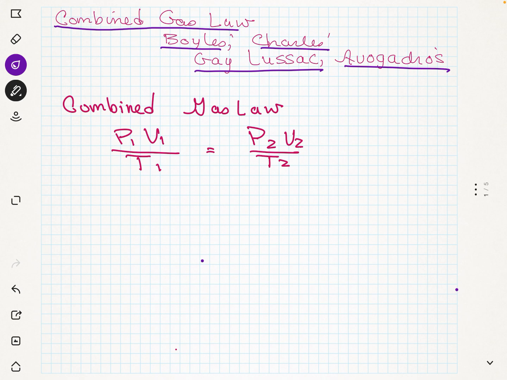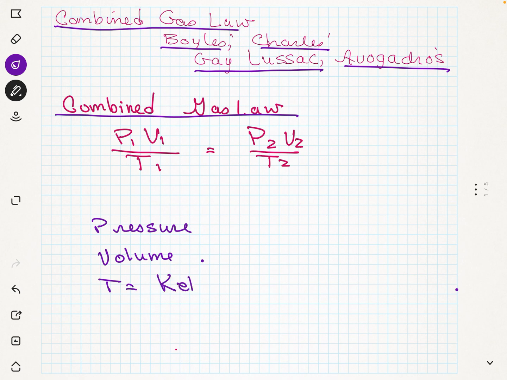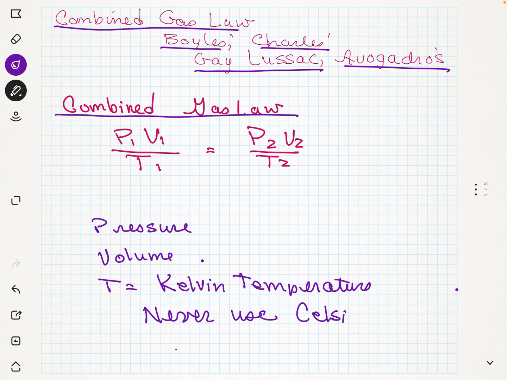First, here is the combined gas law. It's P1V1, where P stands for pressure, V stands for volume, and T stands for Kelvin temperature. This is of critical importance. Never use Celsius temperature in a gas law problem.